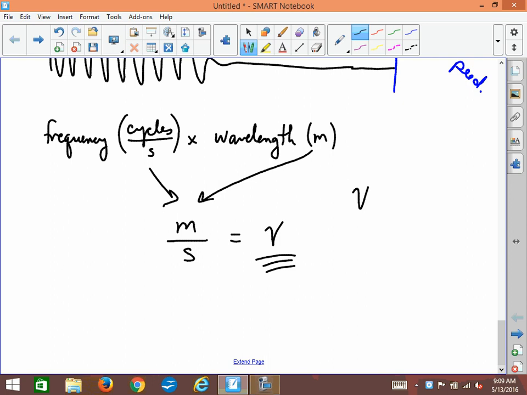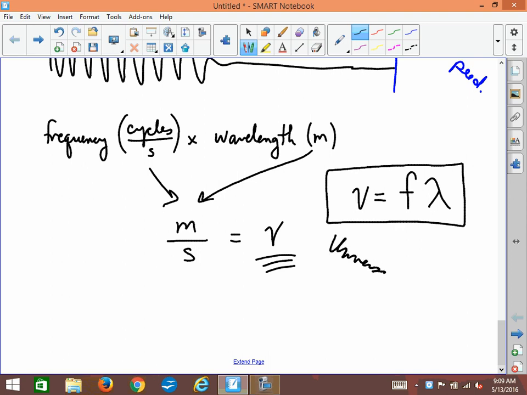So it turns out that the speed of a wave is equal to the frequency times the wavelength. V equals f lambda. This is sometimes referred to as the universal wave equation. There are many types of wave equations, but this is the most basic, and it's the first one that we learn, and it's critically important.